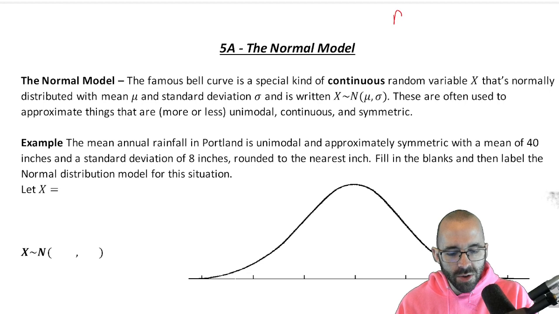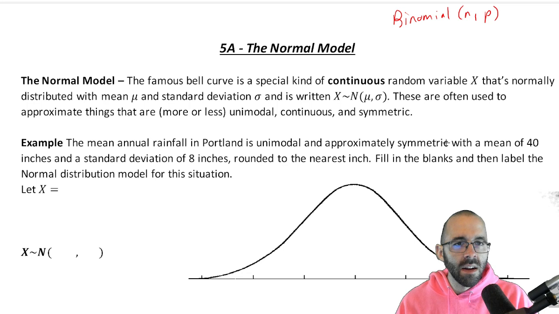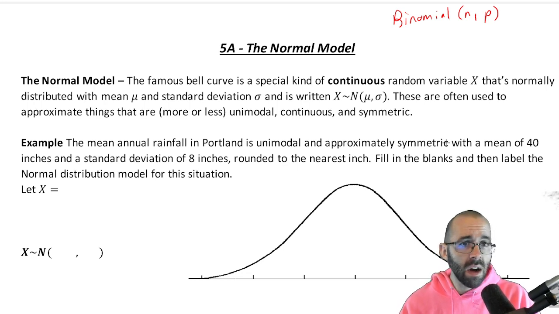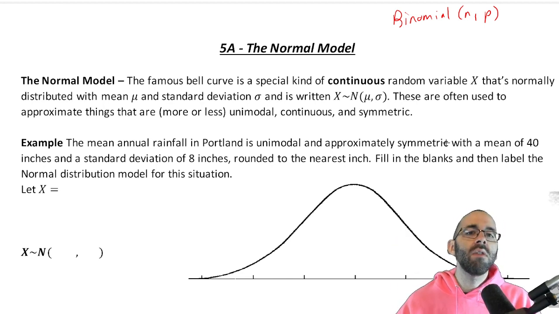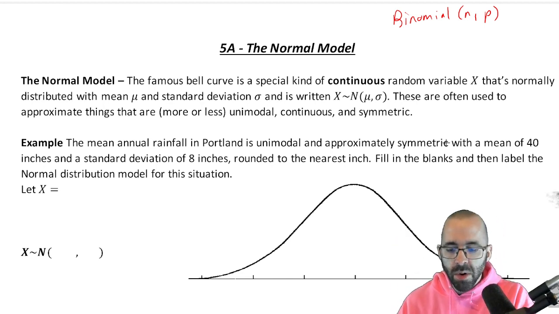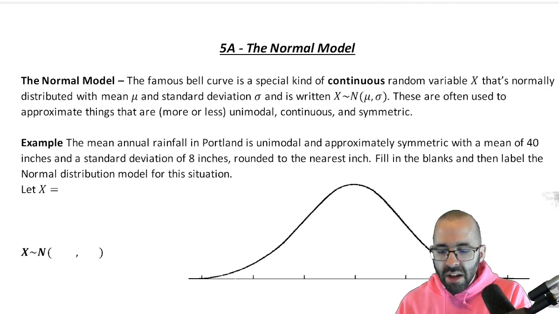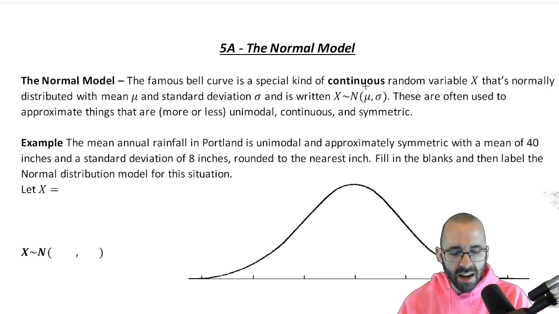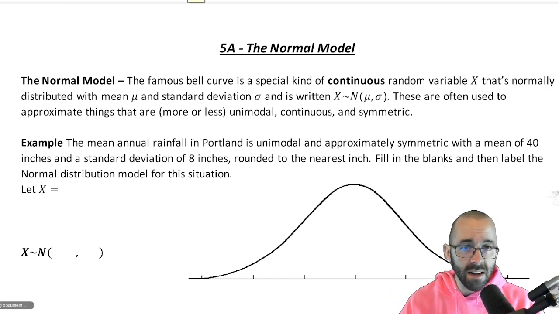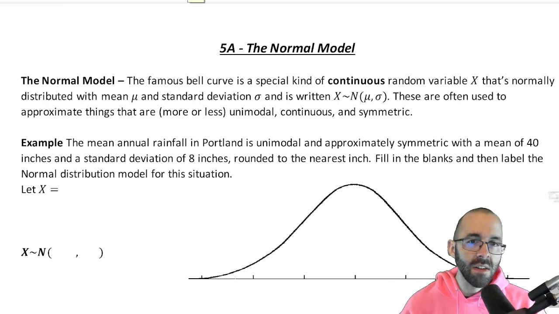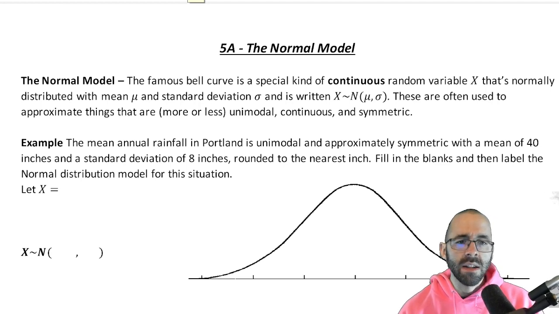Remember, for binomial distributions, we had binomial with n and p. Well, normal distributions, we don't have a number of trials. We don't have a probability of success. We have a mean and standard deviation. So it has different parameters. Even though there are still two blanks inside this distribution for the parameters, those parameters mean different things. It's not trials and success anymore. It's mean and standard deviation. And any special distribution will have different parameters.